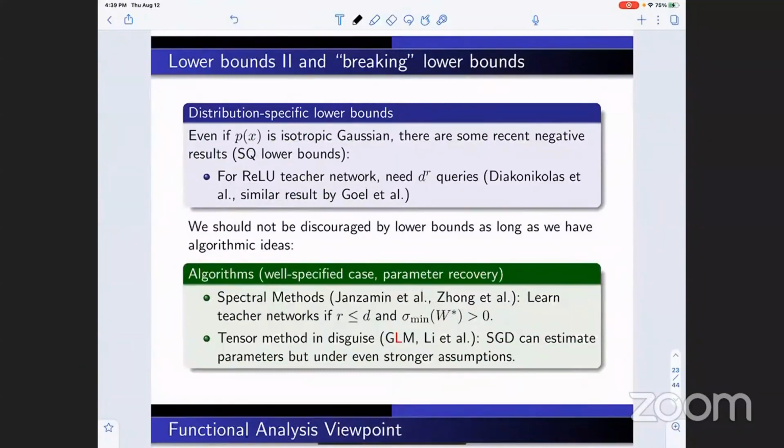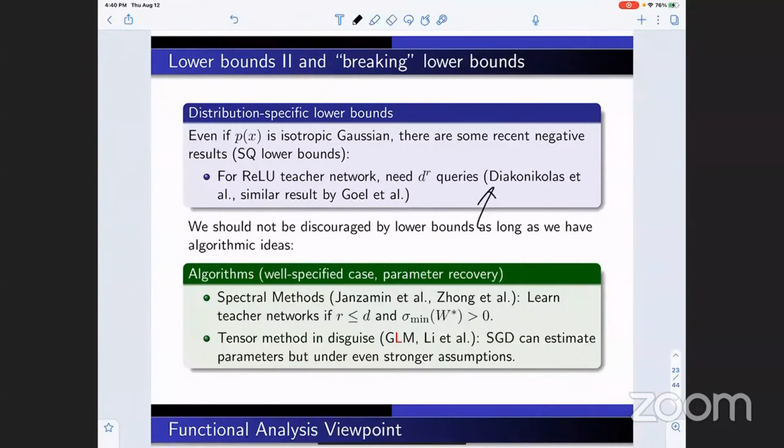Of course, we shouldn't be scared off by lower bounds as long as we have good solid algorithmic ideas. And in fact, there are known cases where algorithms can actually solve this teacher network problem in the two-layer case through parameter recovery. So they solve something harder than the learning problem. For example, spectral methods pioneered by this paper of Janzamin, Sedghi, and Anandkumar can learn teacher networks if r is less than or equal to d and the sigma min of W star is positive. In these lower bound constructions, sigma min is very close to 0.